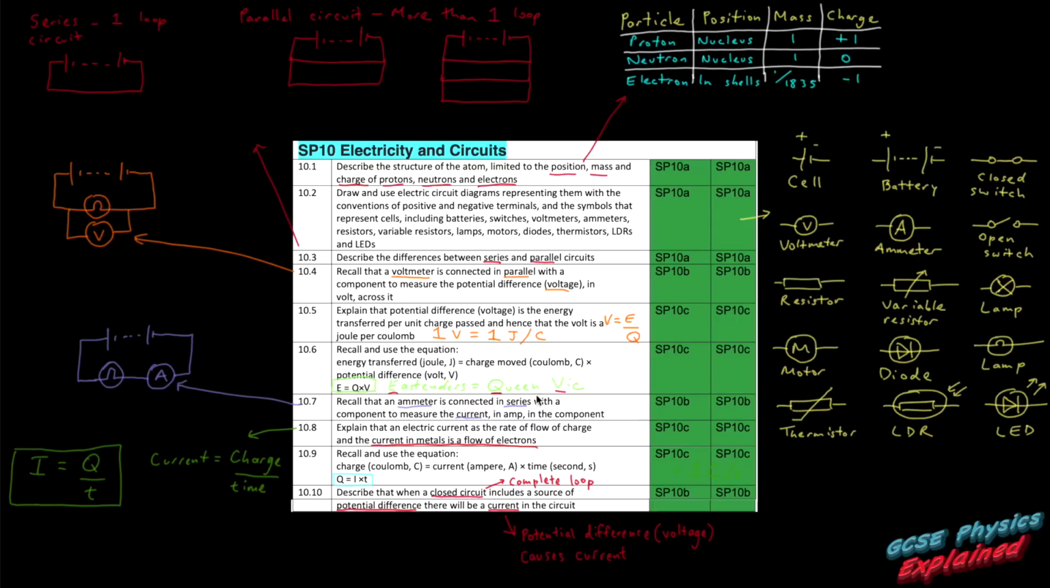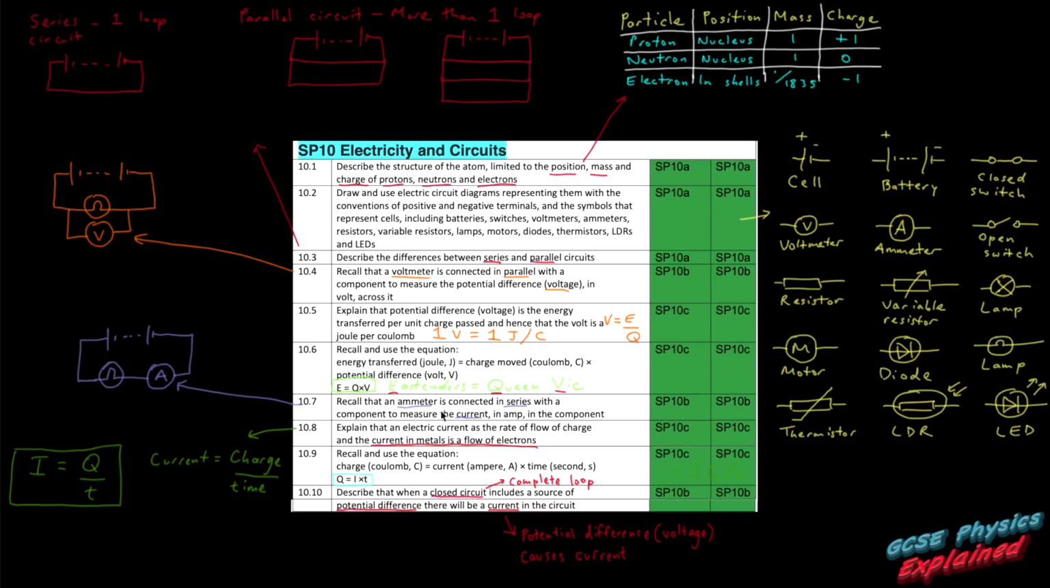Energy, charge, voltage. You're very often asked for an alternative unit for a volt, so make sure you memorize: 1 volt is the same as 1 joule per coulomb. 1 volt is 1 joule per coulomb.